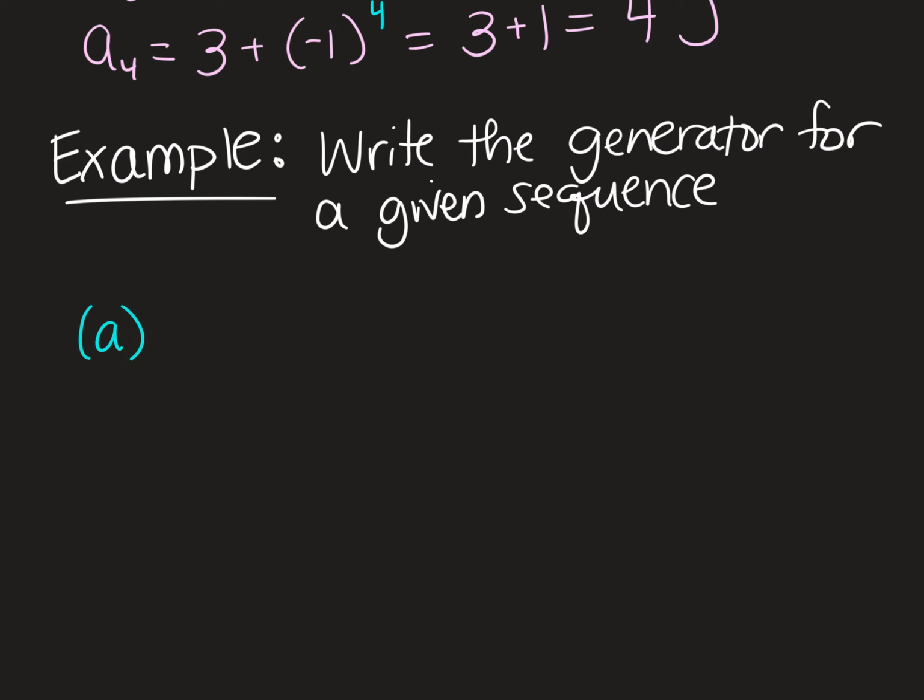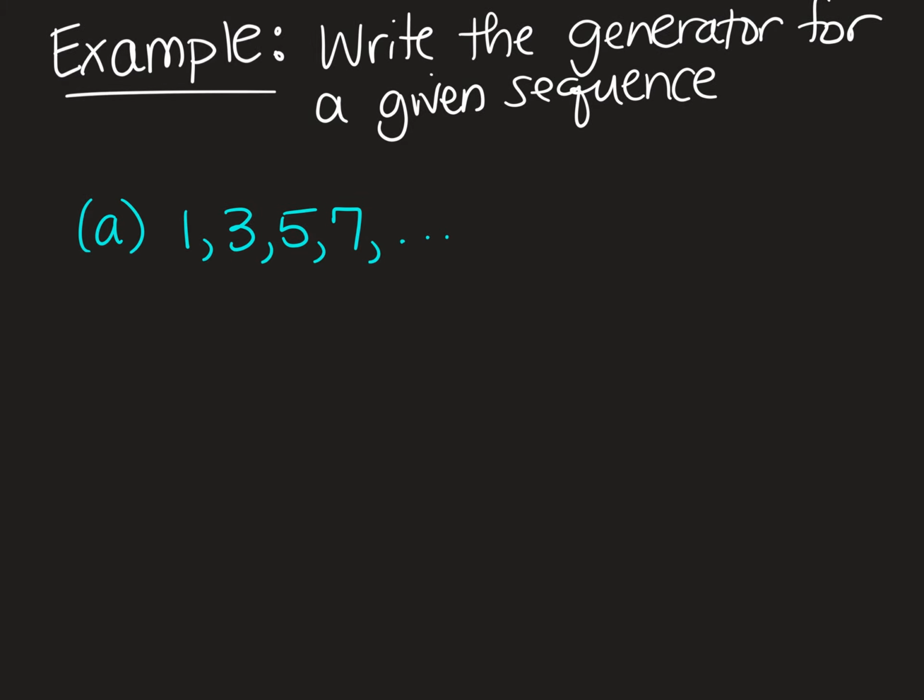So for example, maybe I give you the sequence 1, 3, 5, 7, ... And I want to come up with the generator for this. Now I'm going to organize my thinking a little bit here because I think it helps when you start testing to see if you've come up with the correct generator. So these are my outputs, right? These are the outputs of the sequence. So if I think of that like this as a table, A sub n are my outputs. So I have 1, 3, 5, 7. Those are what I get when I plug in a number for n.